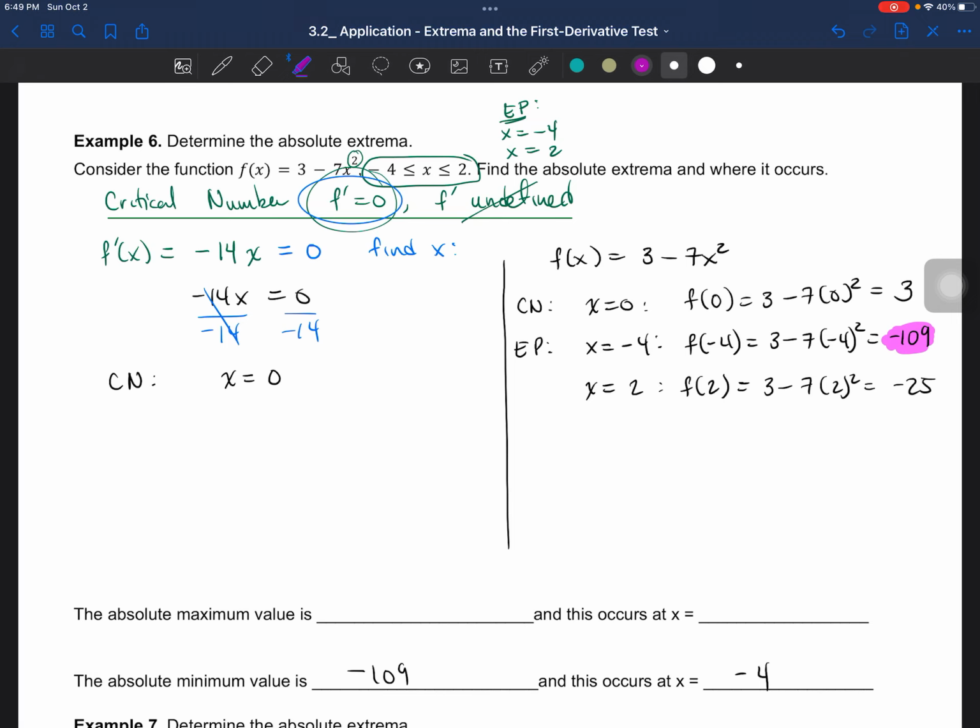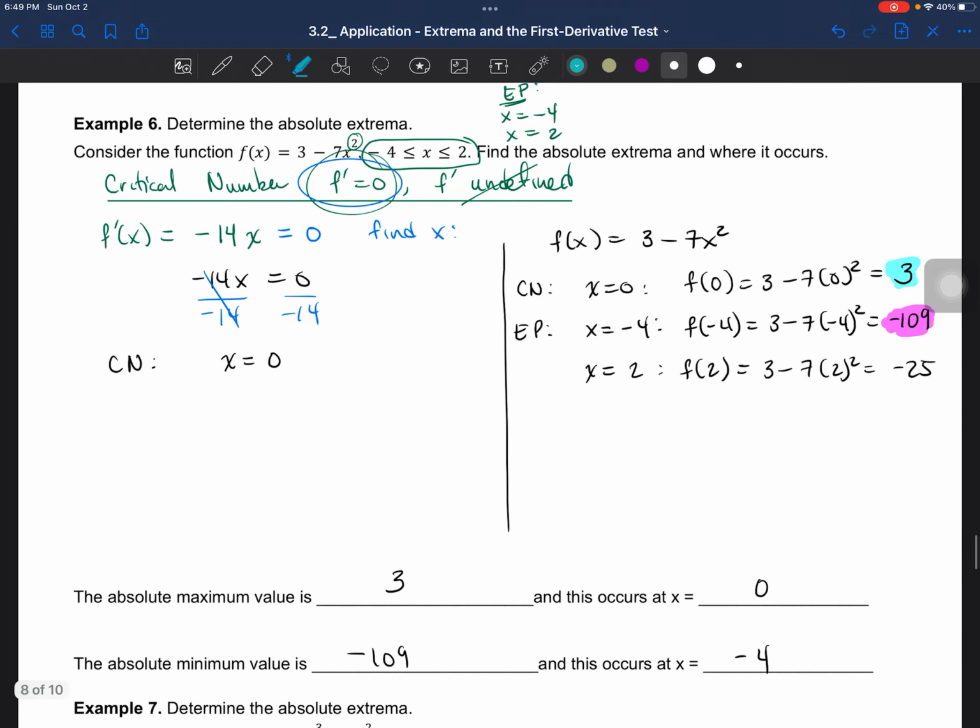Now, between negative 4 and 2, the highest value of the function is going to be 3, and it's going to happen at 0. So at the critical number, you end up having the highest point on the graph. We'll highlight that: this is the actual absolute max. And there you go.